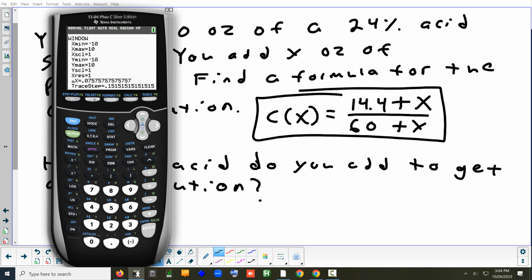Could we add negative 10 ounces? No. What's the lowest? 0. Yeah, you can't add lower than 0. And the highest, there's no limit. It just depends on how much acid you have available. So we'll say maybe we add up to 100 ounces.